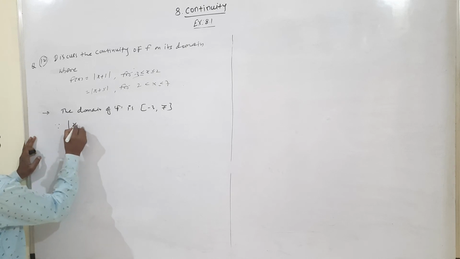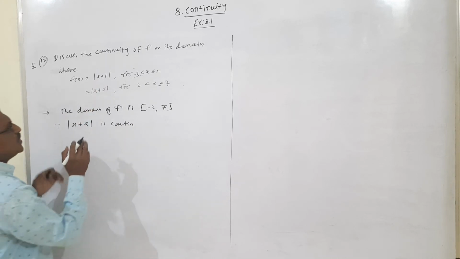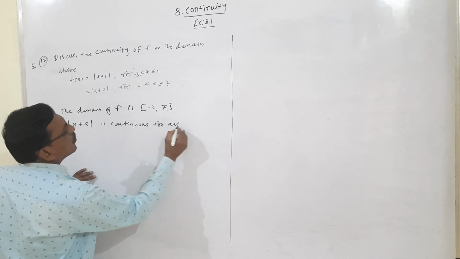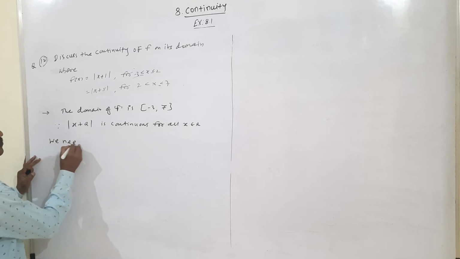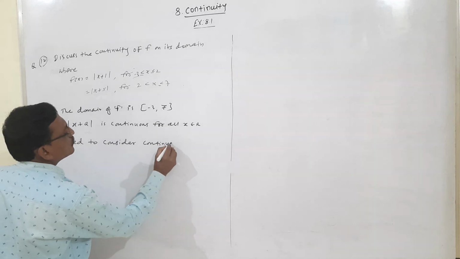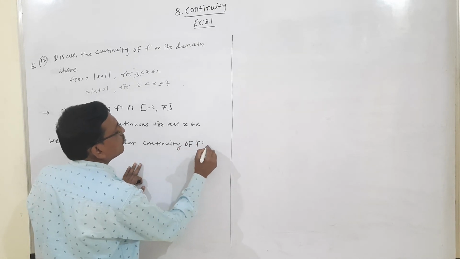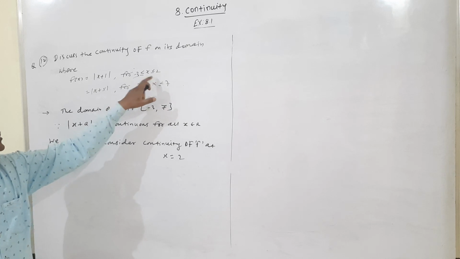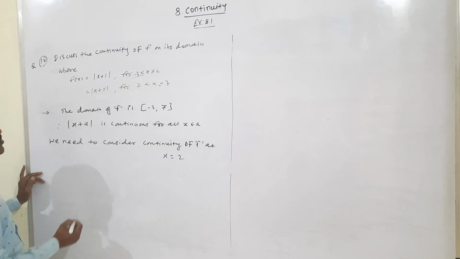Since the modulus function x plus a is continuous for all x belongs to R, this type of modulus function is continuous for all x belongs to R. So we need to consider the continuity of function f at x equal to 2 here. So we need to prove the continuity at this point, continuity at x equal to 2.